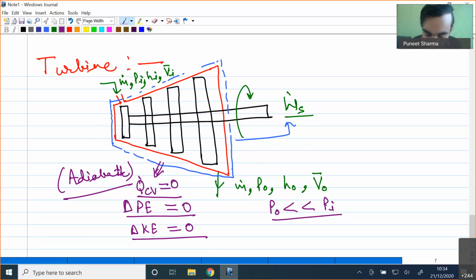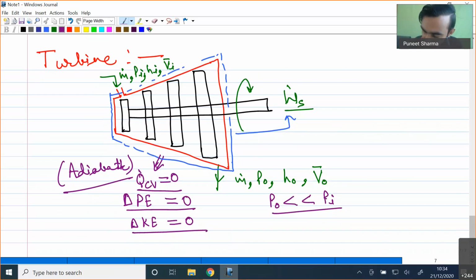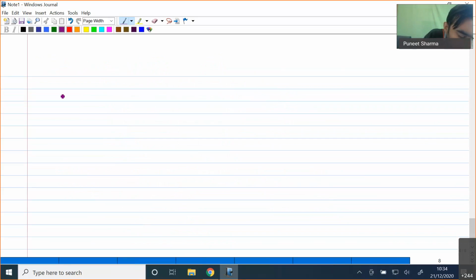Now for this turbine, I apply my steady flow energy equation. So for the turbine, we have Q dot CV equal to 0 minus W dot CV, because work is done by the system.